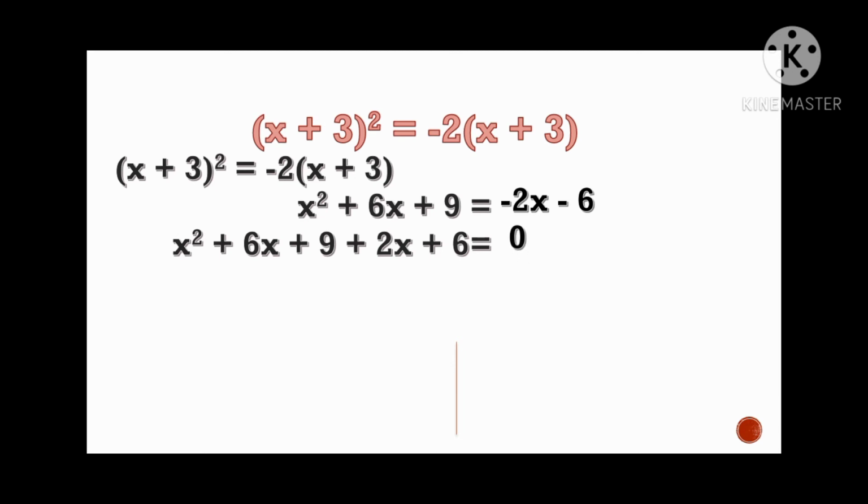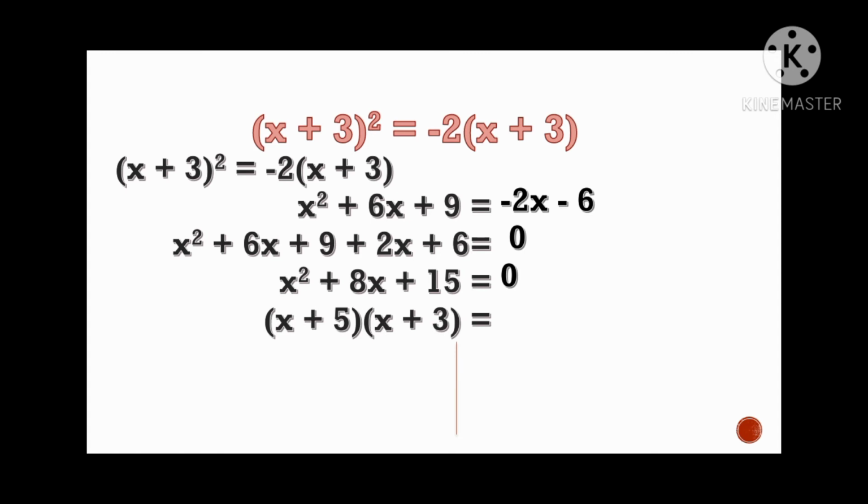Then, combine the similar terms. Okay, we have 6x and 2x. That is 8x, and then 9 plus 6 is 15. Then this is of course equal to 0. Then use factoring. Now, the last term of the trinomial is 15. So what are the factors of 15 whose sum is 8?